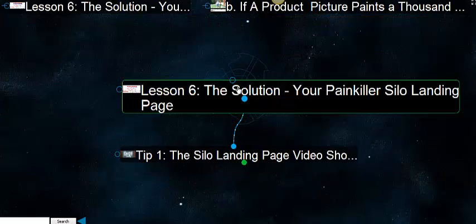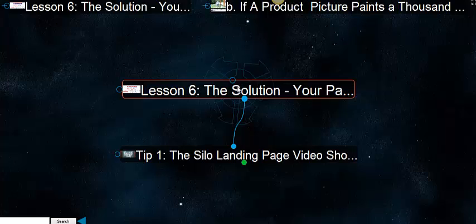Lesson 6, the solution. This is what this is, your painkiller silo landing pages. All right, go through some of the tasks inside this module.